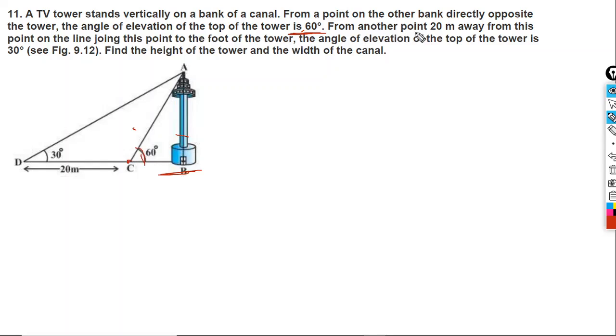From another point 20 meters away from this point, that means from point C, another point is there which is D, and this is 20 meter distance. The angle of elevation of the top of the tower will be 30 degrees. So from this point, the angle of elevation will be 30 degrees. Find the height of the tower and width of the canal. So you have to find the height of the tower and also the width of the canal. So you know the width of the canal will be BC.